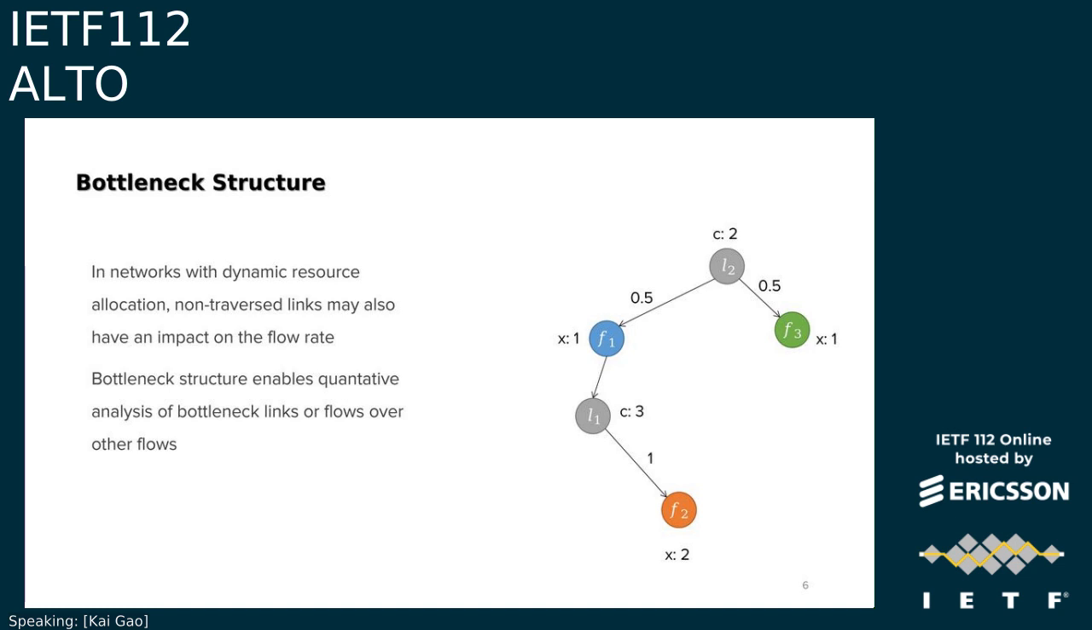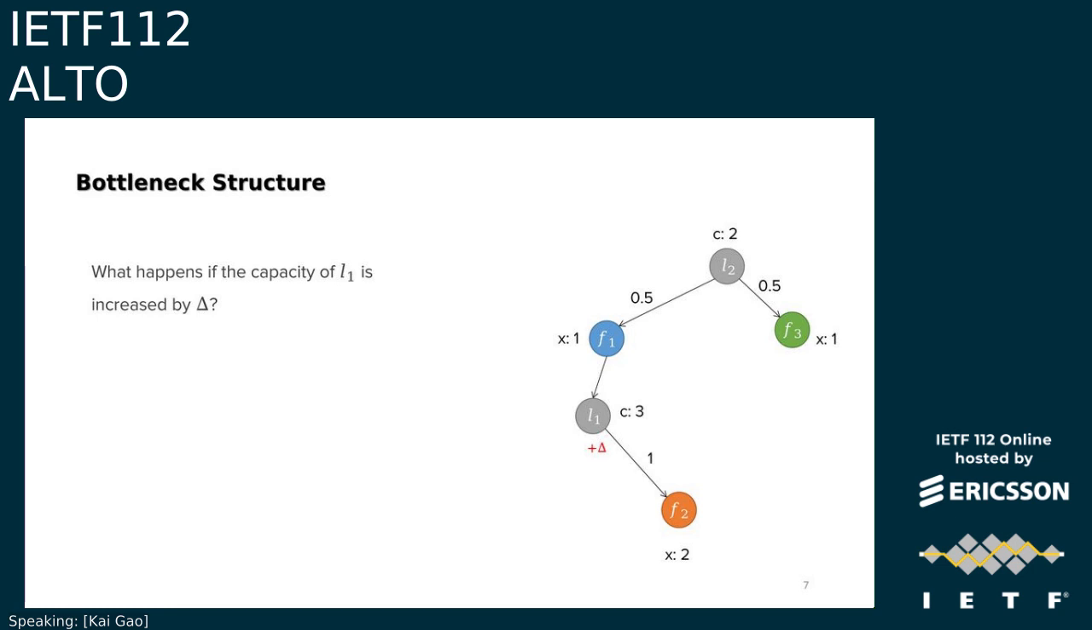And if a flow is pointing to a link, basically it means the link is not a bottleneck of the flow, but the rate of the flow would have an impact on the link's fair share of the other flows. And with this structure, it enables quantitative analysis of bottleneck links or flows over other flows. So next slide, please. For example, if you want to answer the question of what happens if the capacity of L1 is increased by a small amount of traffic like delta. And next slide, please.